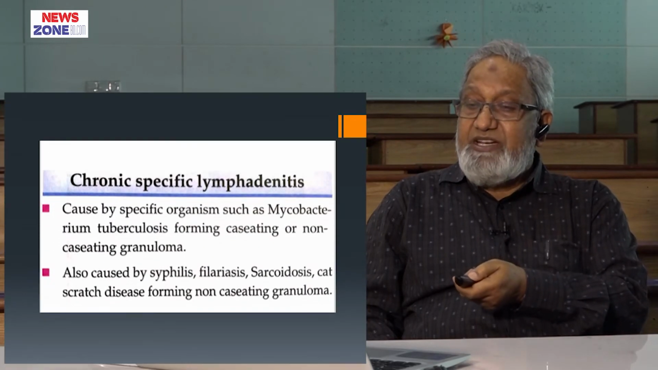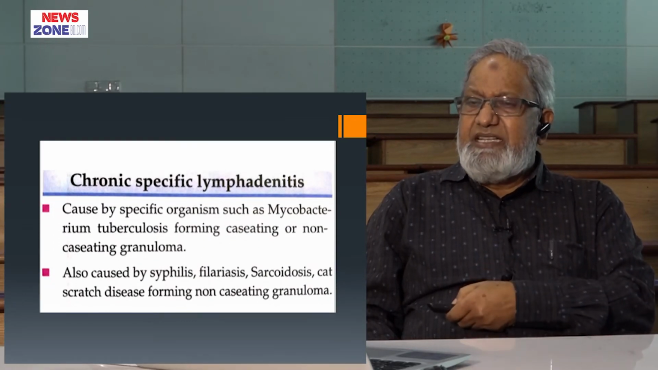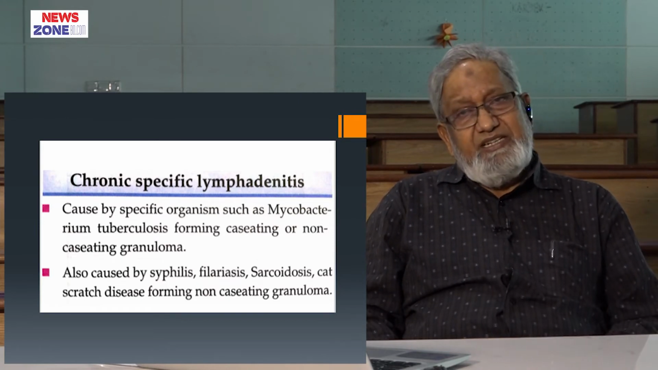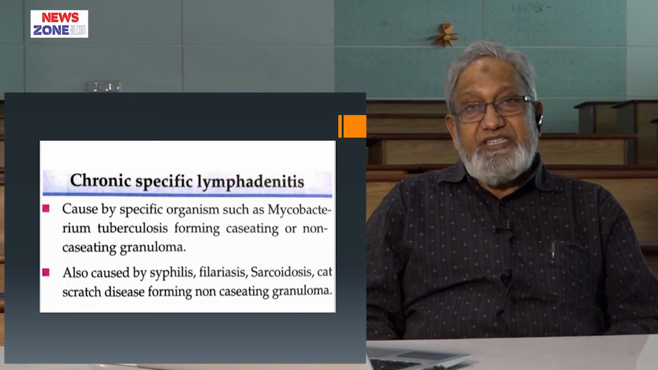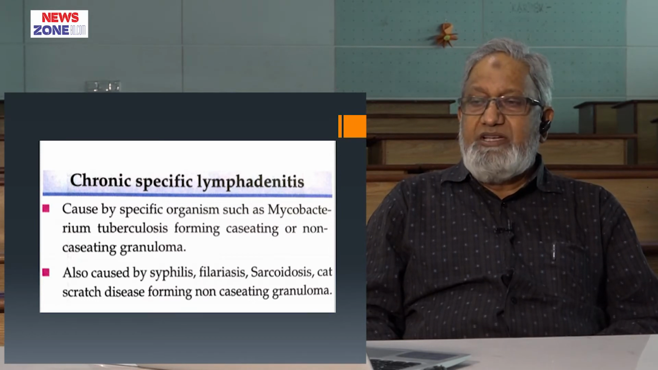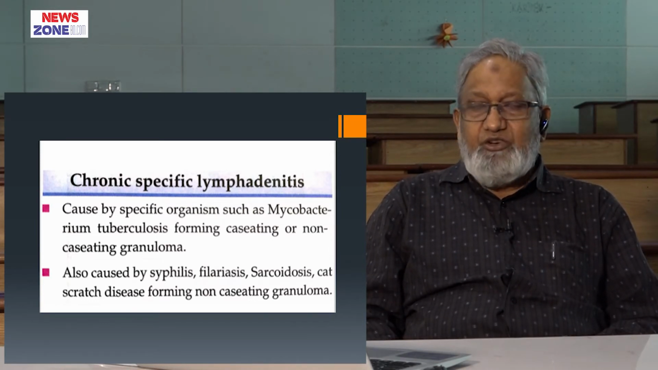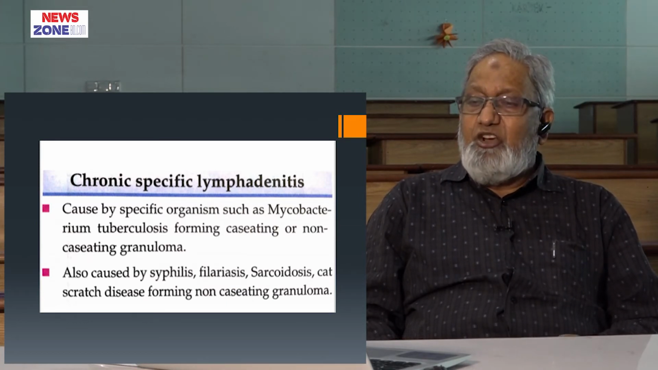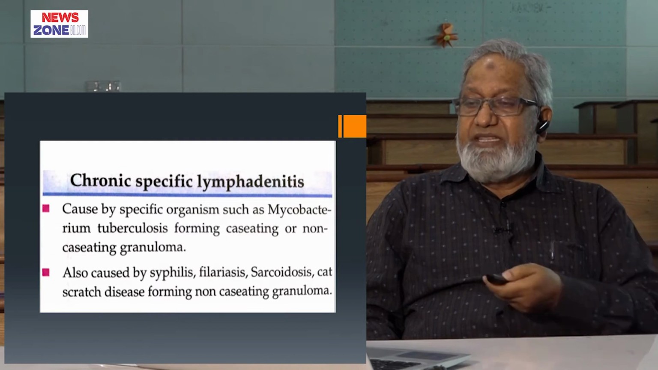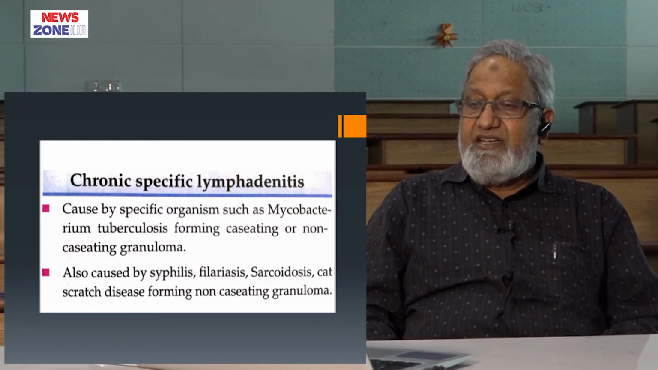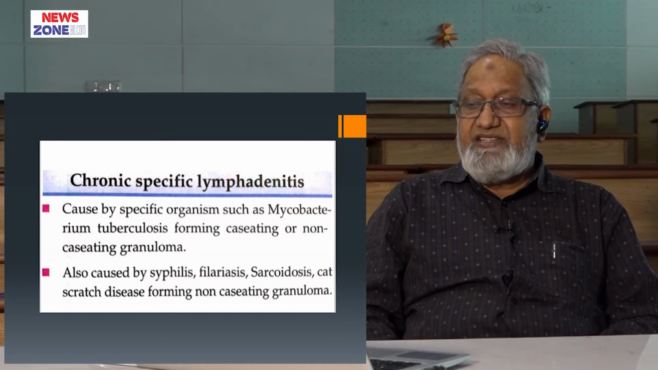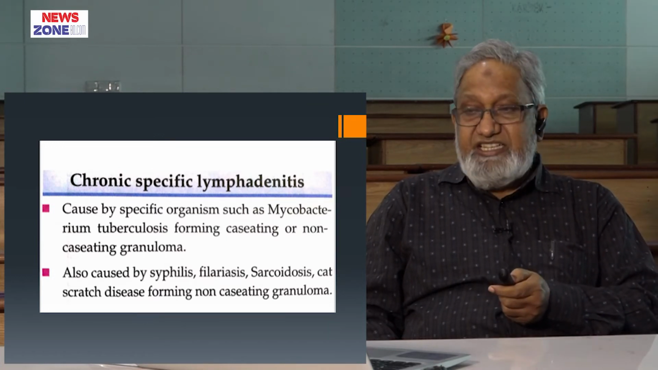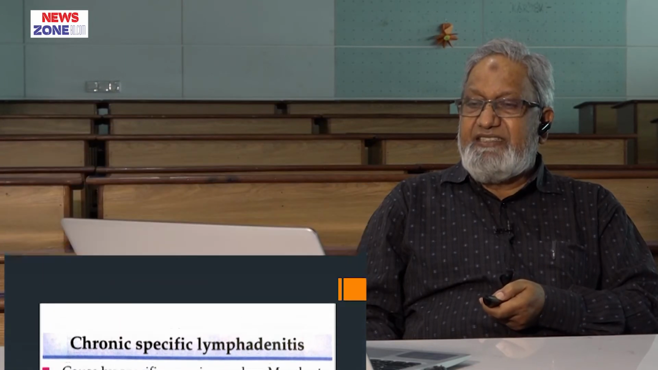So, after reactive hyperplasia, it comes to chronic specific lymphadenitis. Here we know the specific cause, as for example, Mycobacterium tuberculosis causing caseating granuloma, and at the same time non-caseating granuloma caused by syphilis, filariasis, sarcoidosis, cat-scratch disease and other causes also causing specific lymphadenitis.